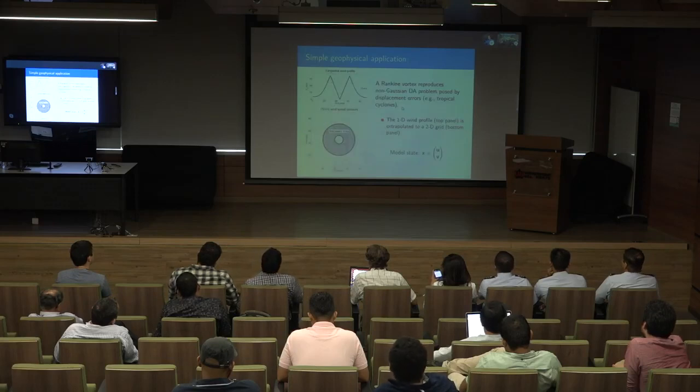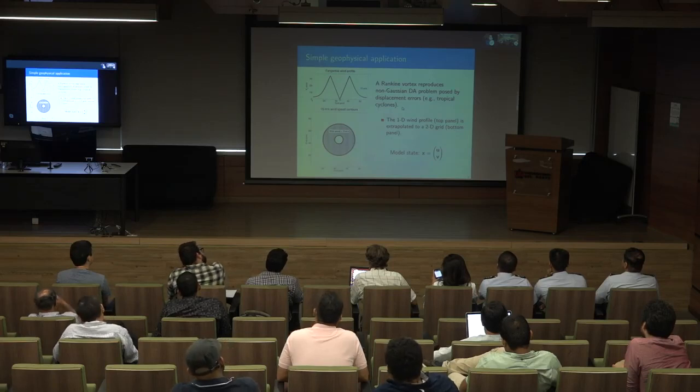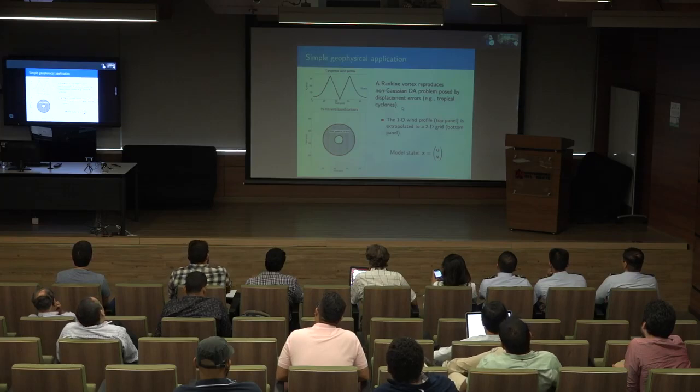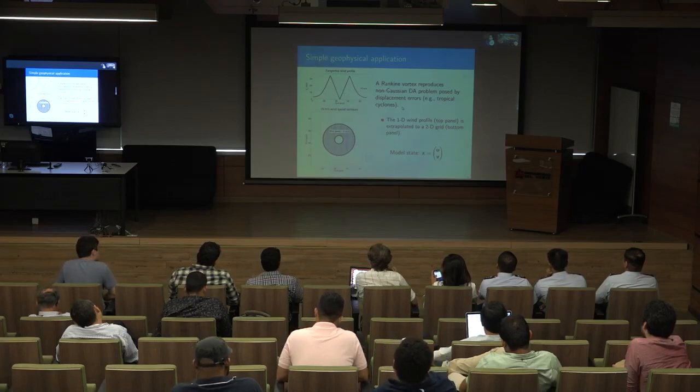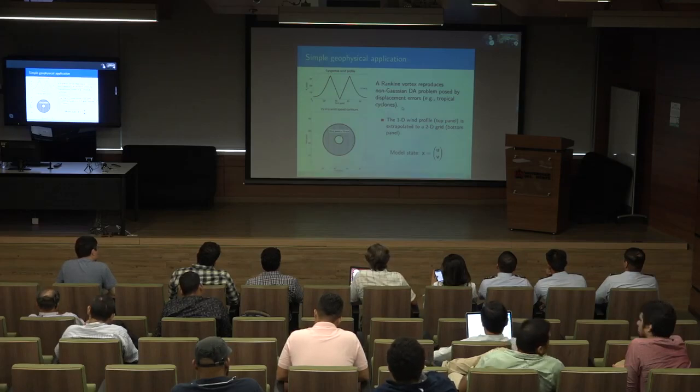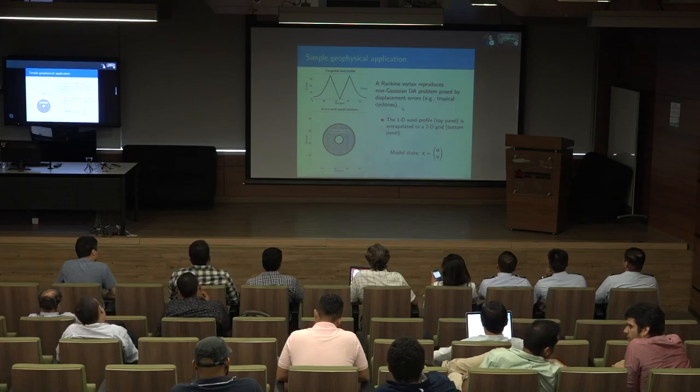What I'm showing here on the top panel is the model wind profile. I start off with something that has a value of 0 at the domain center and increases linearly out to a radius of max winds, and then decreases exponentially away. Taking this profile and putting it onto a 2-dimensional grid gives you this picture. I'm showing wind speed contours every 15 meters per second, with values greater than 15 meters per second in this hatched region.